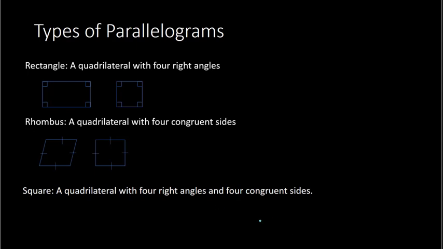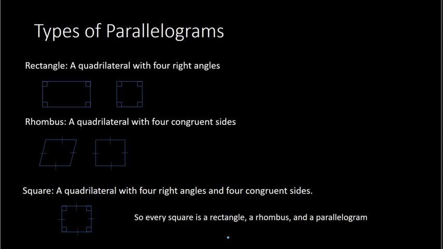Now lastly, we have a square. A square, by definition, is a quadrilateral with 4 right angles and 4 congruent sides. So if it is a rectangle and a rhombus, it would be a square. So right here is our picture. We have 4 equal side lengths, and each angle is 90 degrees. So therefore, this would be a square. So every square is also a rectangle, rhombus, and a parallelogram.